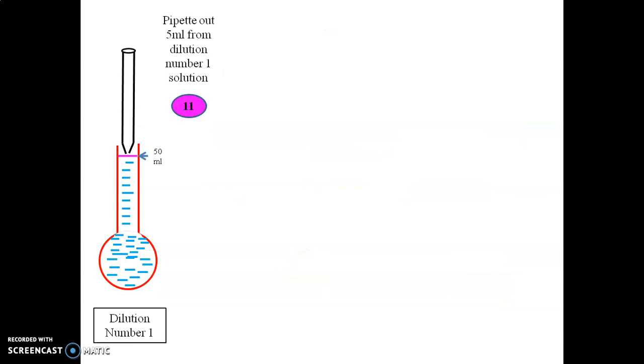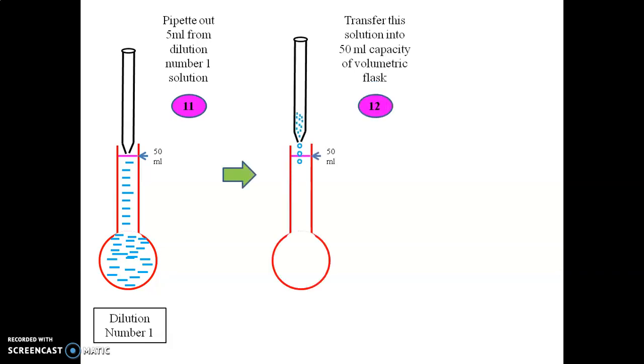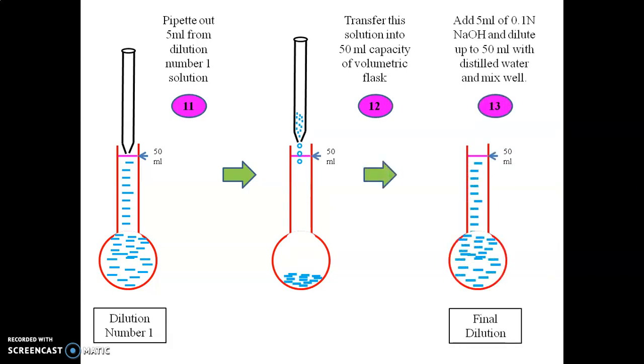Now the final dilution is prepared by using dilution number 1. Pipette out 5 ml from the dilution number 1 solution, transfer into another 50 ml volumetric flask, add 5 ml of the 0.1 normal NaOH solution and dilute up to 50 ml with distilled water. Mix well and label it as the final dilution.